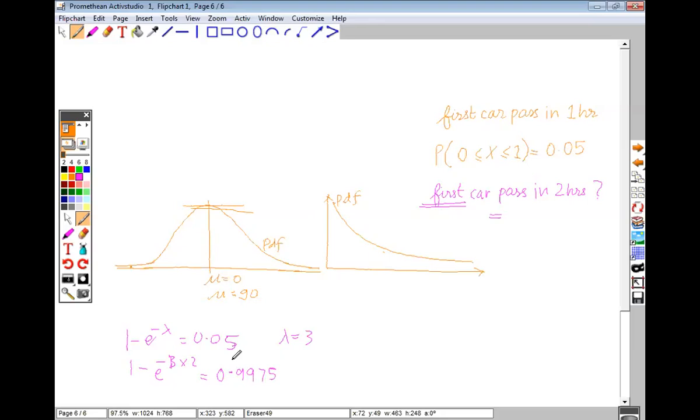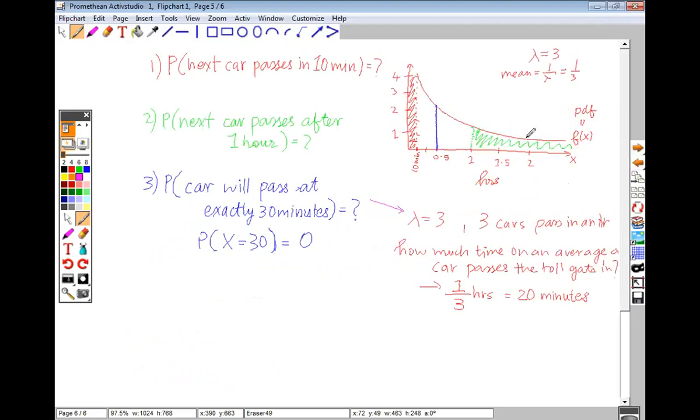But again, my question to you now is, this is not something which is incorrect, I would say. But what exactly does it mean when you put here 0.9975? What exactly does this mean? That the first car will pass within 2 hours. The area of the curve under 2, yeah. So if I'm talking about this, the probability that we have just calculated, it would be all the area under this curve, right?